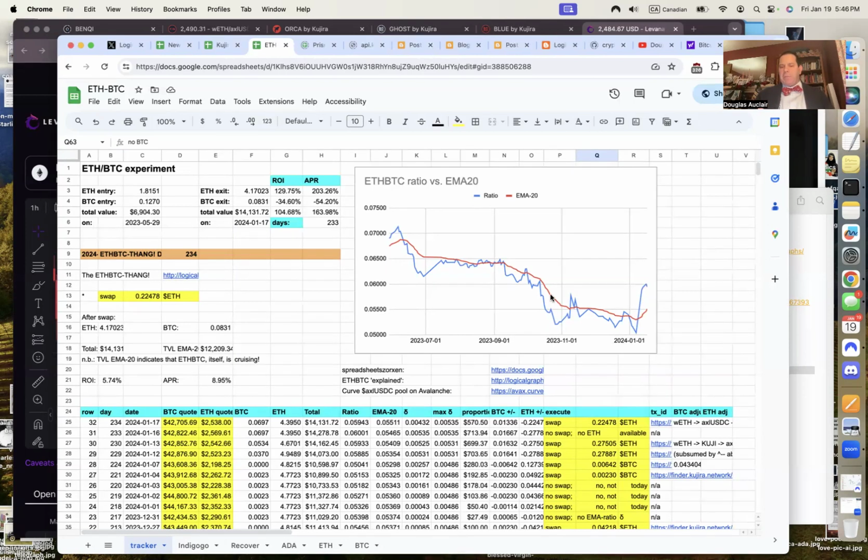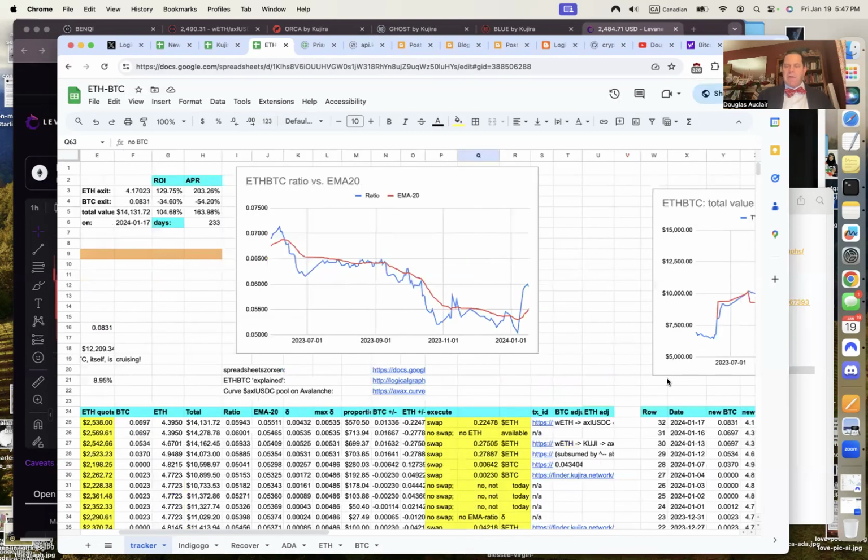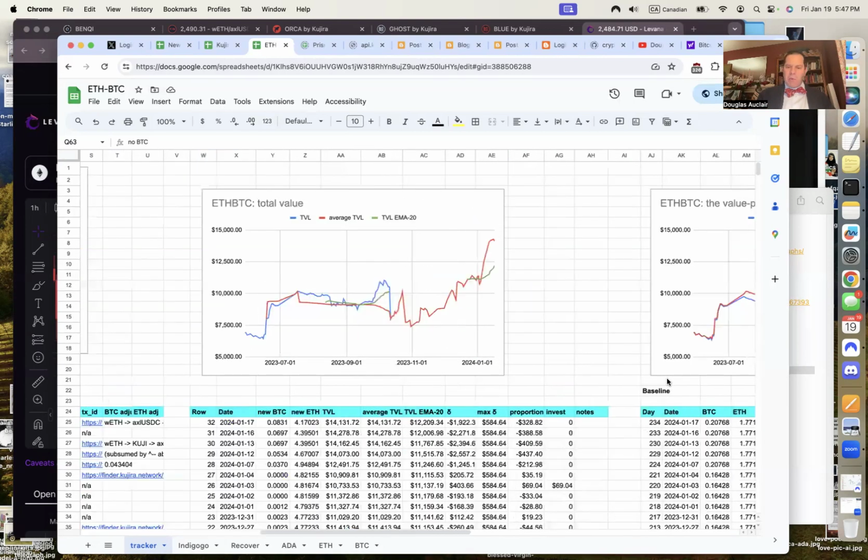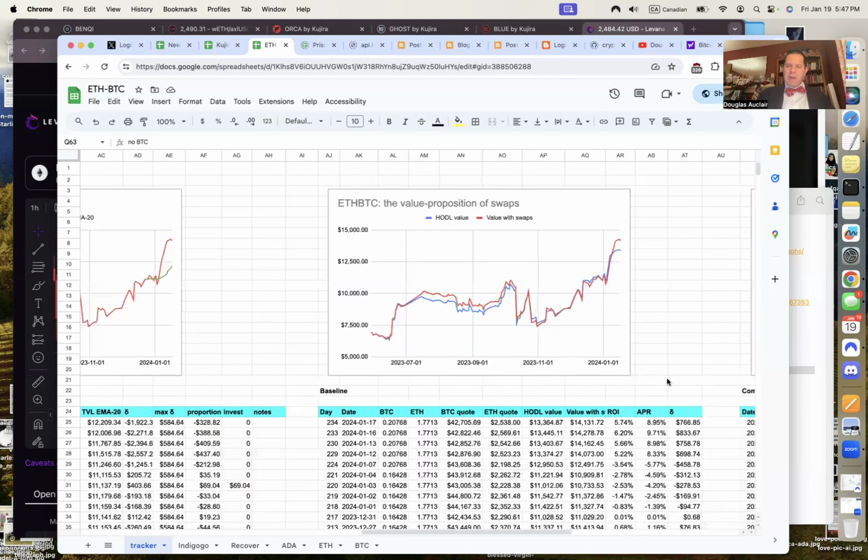Does that work in practice? That's the theory, but does that work in practice? The answer is, of course, yes. How do I know that? Well, what I did is I set up two scenarios. I pretend that I just hold Ethereum and Bitcoin and do no trades at all. And that is my blue line.